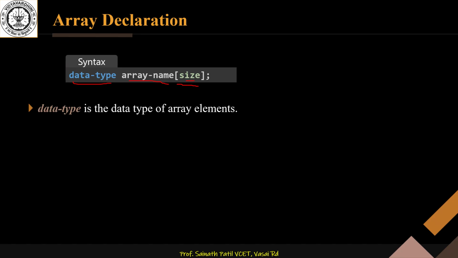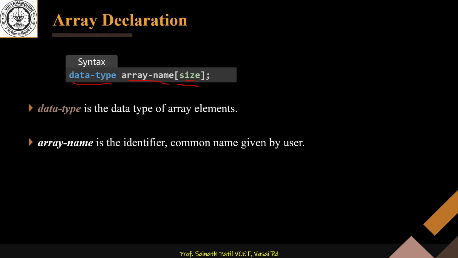Data type is the data type of the array elements. That means what kind of data elements, integer variables or character variables, are to be stored in the array. Array name is the identifier or common name given by the user. As I said, the square bracket signifies that it is an array. And the size in square brackets is the total number of array elements that you want to store in the array.